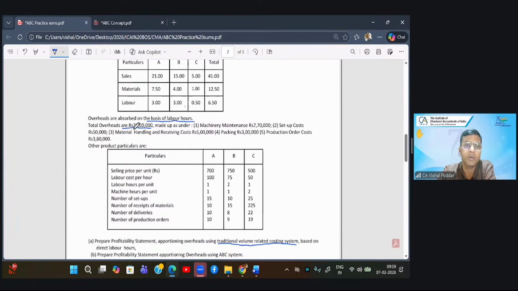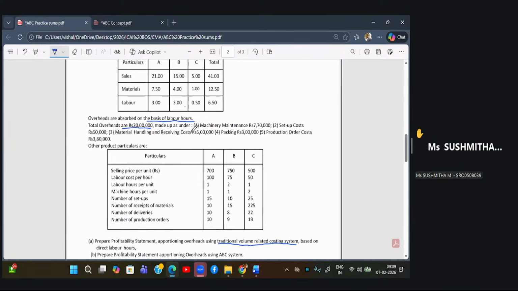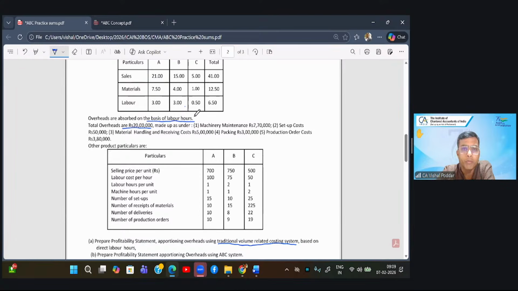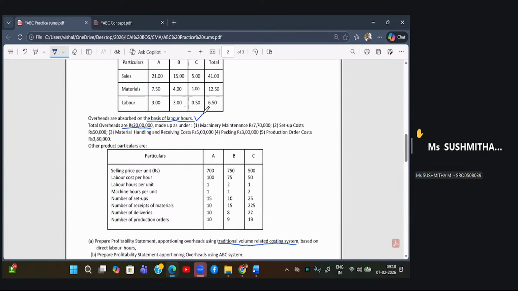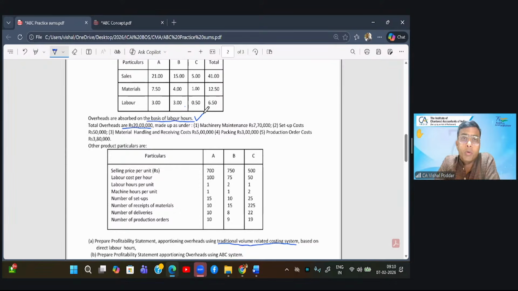Had they not given this 20 lakhs, even if you use your calculator and add up 770 plus 50 plus 5 plus 3 plus 380, it will also be 20 lakhs, because the overheads divided into activities is the total overheads, correct? Yes, sir. Now, we have to divide it by labor hours. But do you have total labor hours given in the question, Sushmita? Sir, below we have labor cost per hour and labor hours per unit. Yes, but I want total labor hours for the whole company for the whole year. These are per unit.